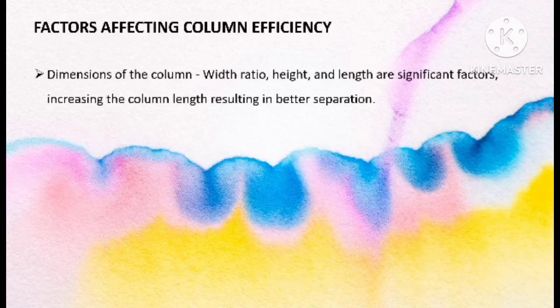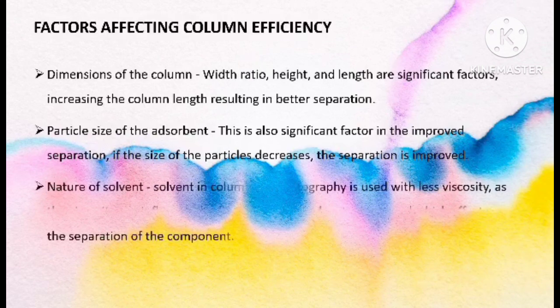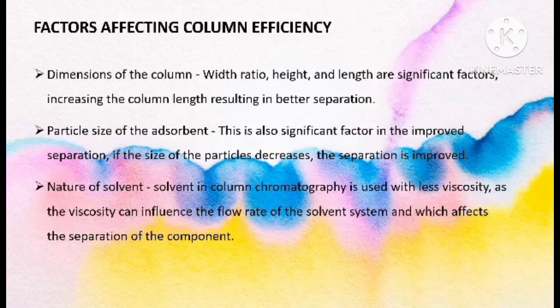Factors affecting column efficiency. First is the dimension of the column. The width, ratio, height, and length are significant factors; increasing the column length results in better separation. The other one is the particle size of the adsorbent. This is also a significant factor in improved separation, and if the size of the particle decreases, the separation is improved. Nature of solvent. The solvent in column chromatography is used with less viscosity, as the viscosity can influence the flow rate of the solvent system, which affects the separation of the components.